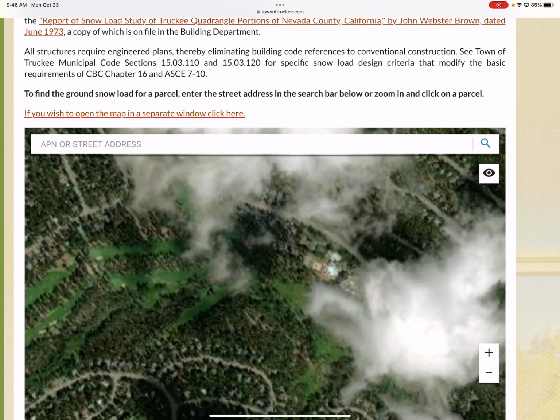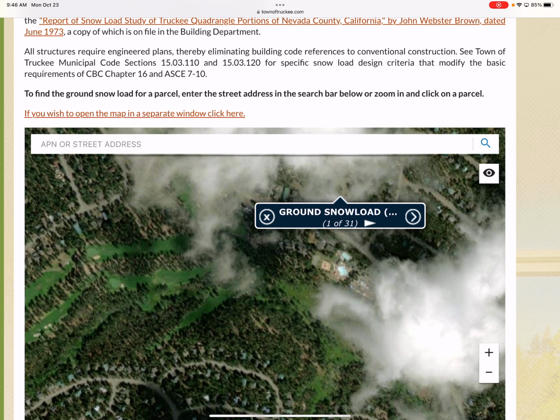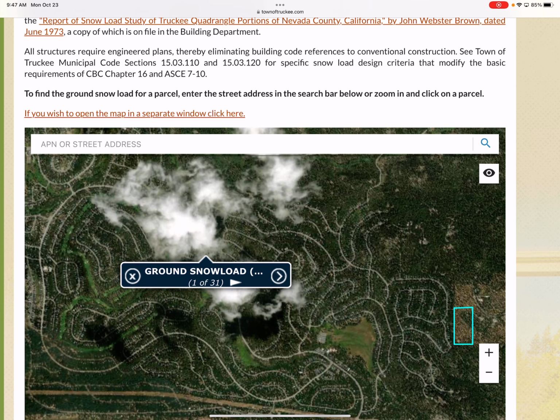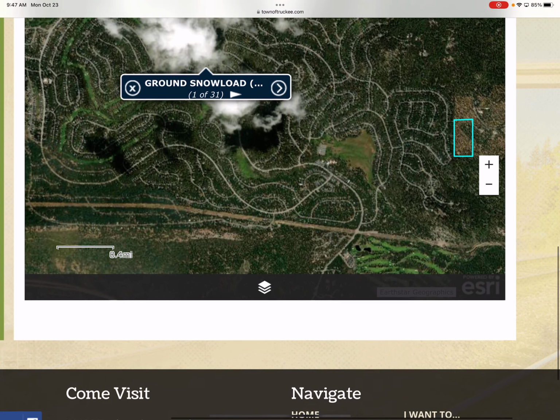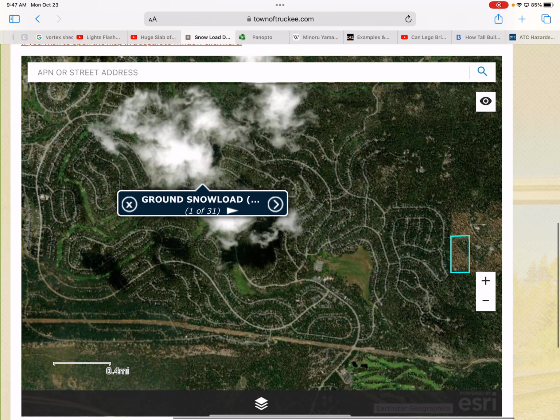They will change from one neighbor to the next door neighbor, maybe just by 1 PSF, but that's how specific they get here. The range that I saw was between 200 and 400 basically in this little town. So that's a pretty significant range. And it's interesting to see how they outline and specify it. If you were designing or building a house in Truckee, you would have a very specific snow load just for your property and your lot.